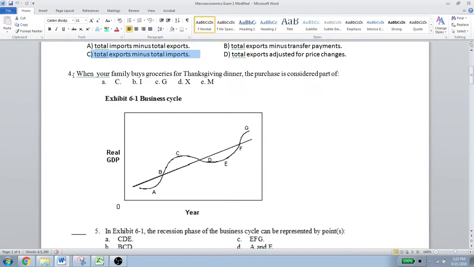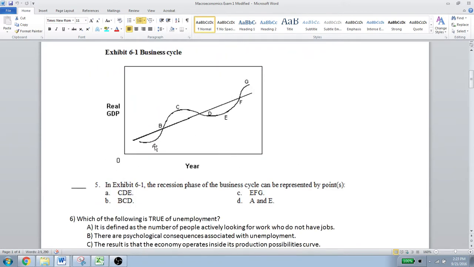Next one, think about the formula for GDP. Y is equal to consumption plus investment by firms, government spending, exports, and so forth. If you're looking for Thanksgiving dinner expenditures, it's consumer spending, A. The business cycle goes through its troughs down here at A and E, its peaks at C and G, its expansion and recessionary periods.